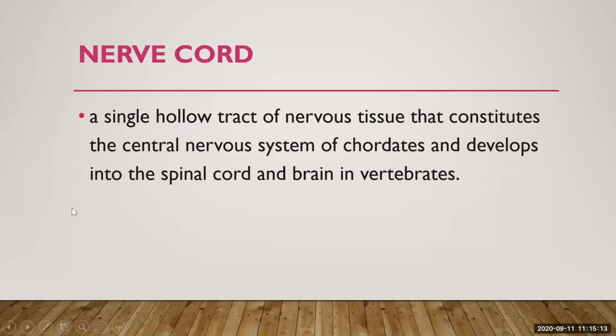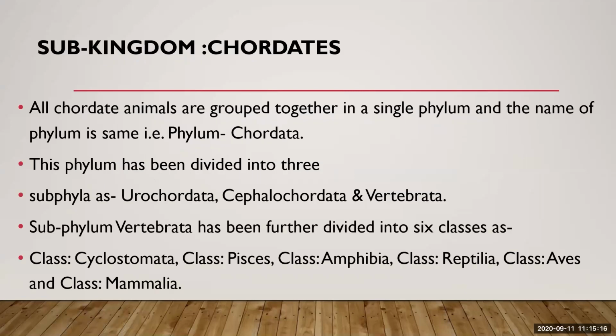Here again, I would like to show you how the chordates are divided into subgroups. All chordate animals are grouped together in a single phylum, and the name of the phylum is phylum Chordata. This phylum has been divided into three subphyla: Urochordata, Cephalochordata, and Vertebrata. The subphylum Vertebrata has been further divided into 6 classes: Cyclostomata, Pisces, Amphibia, Reptilia, class Aves, and class Mammalia.